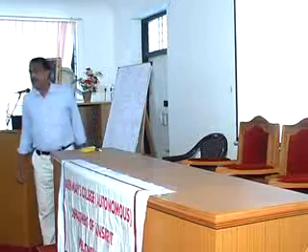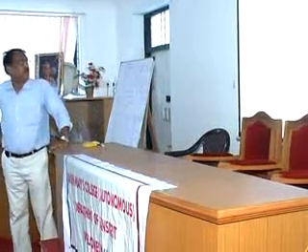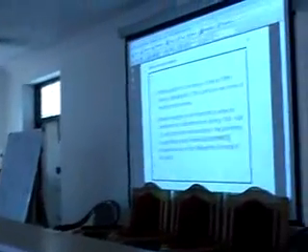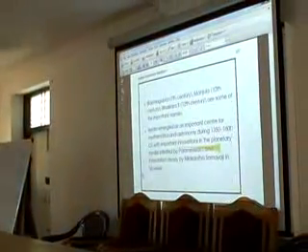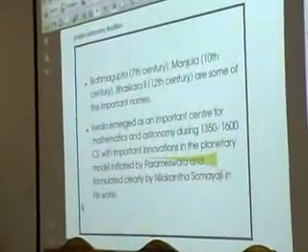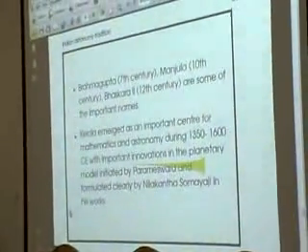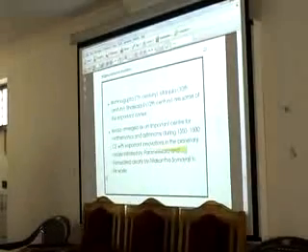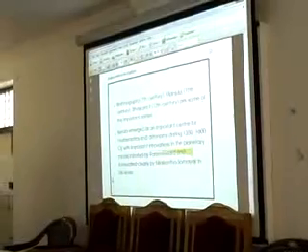So Brahmagupta, Bhaskara 1, Manjula, Bhaskara 2 are some of the important names. Then Kerala emerged as an important center for mathematics and astronomy during 1350 to 1600, with important innovations in the planetary model initiated by Parameshwara and formulated clearly by Nilakanta Somayaji. So this has already been done, so we learned.